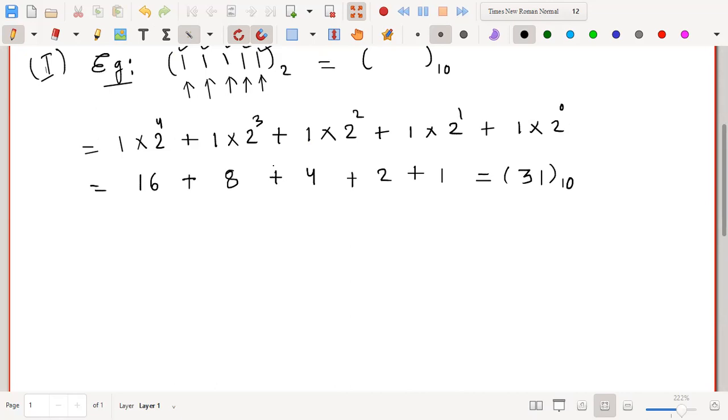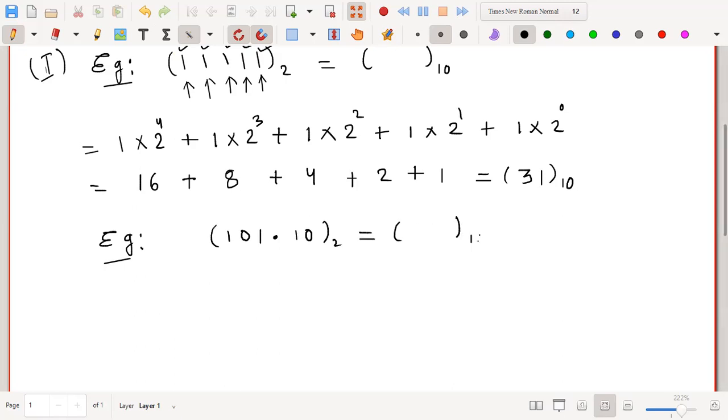Suppose you have a number with a fractional part also. Let us take another example of how to do the conversion. Suppose I have the next example, and let me write a very simple number here: 101.10. Now I need to convert this number into the respective decimal number.